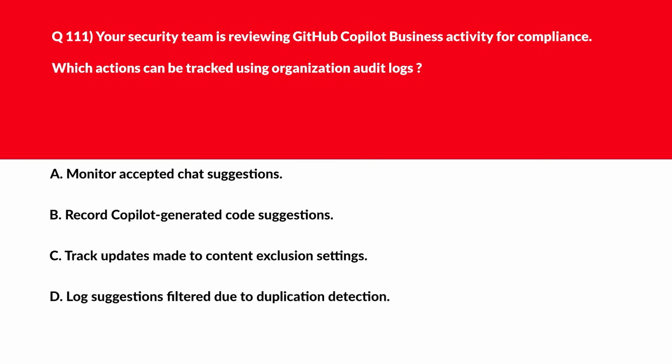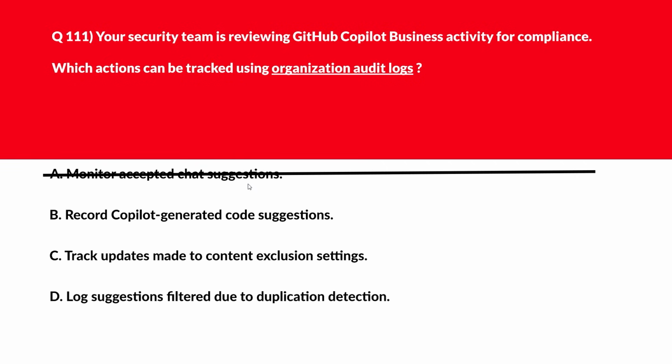All right, now let's look at this question. So this will test your concepts on organization audit log. What action? Option E says monitor accepted chat suggestion. Audit logs doesn't capture user level acceptance of chat suggestions.